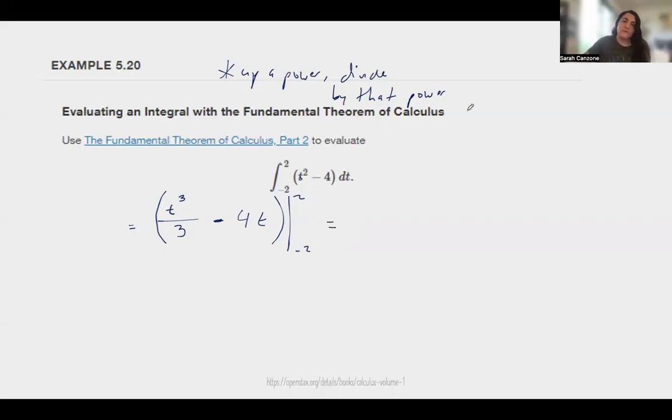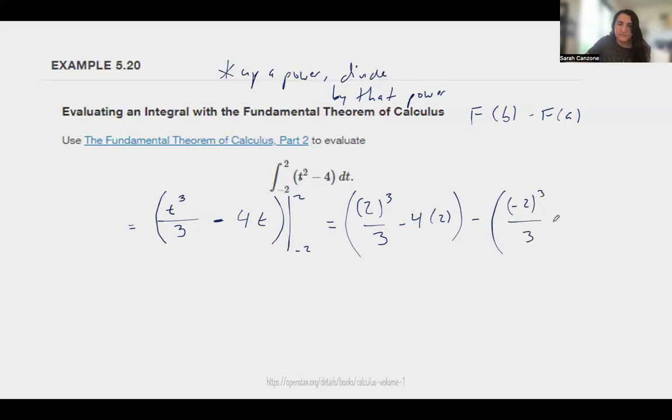And what we remember from the Fundamental Theorem of Calculus Part 2 is that it says we take F of b and we subtract F of a, where this capital F denotes the antiderivative that we just took. So step 1, take the antiderivative. Step 2, plug in your values, upper bound first, subtract, plug in your lower bound. So let's do that. This is 2 cubed over 3 minus 4 times 2. This is plugging in your upper bound. Subtract, big parenthesis again, because we're subtracting a quantity. Plug in your lower bound. This is -2 cubed over 3 minus 4 times -2.